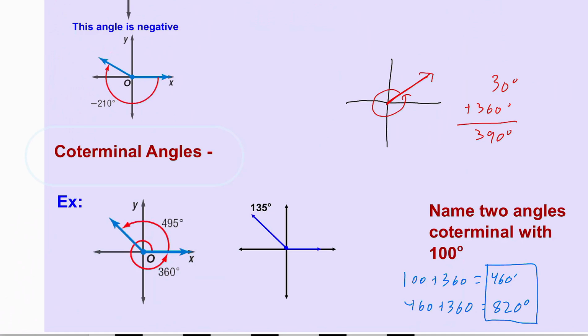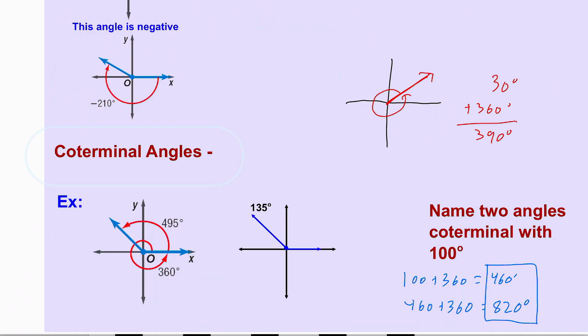Notice how when we say that, you always have to say what it is coterminal with. There's no such thing as a coterminal angle by itself. It's not a type of angle, like acute or obtuse. Angles are coterminal with each other, similar to complementary angles or supplementary angles that come in pairs.